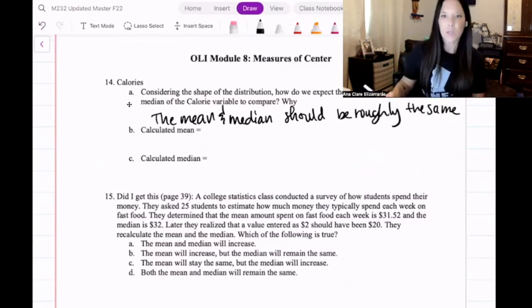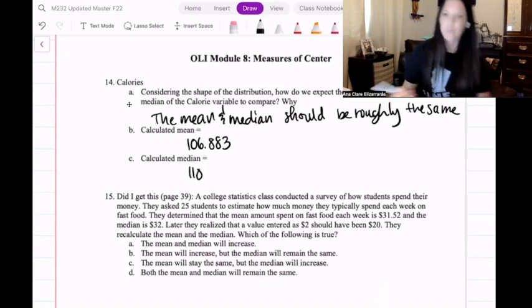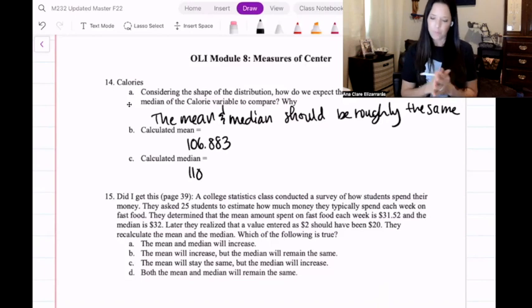The mean was 106.883. Remember, in this class, 3 decimal places. And the median was 110. Pretty close together. Last question, did I get this?